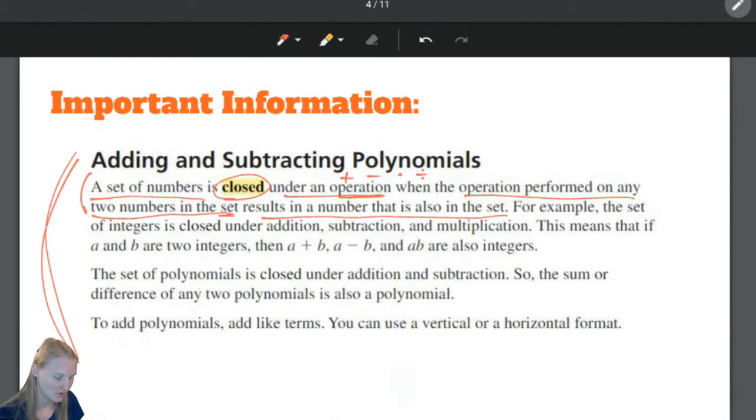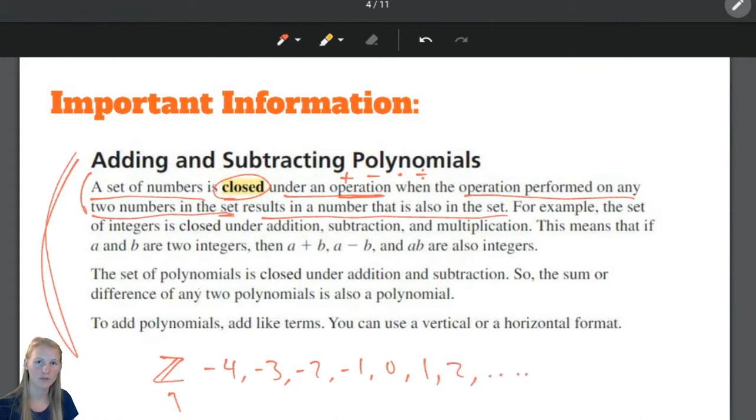The set of integers. This is the symbol for integers, and that is whole numbers. -4, -3, -2, -1, 0, 1, 2. I think you get the picture. If I add any of these numbers, I will never get a fraction or a decimal. I will always get a number in here.